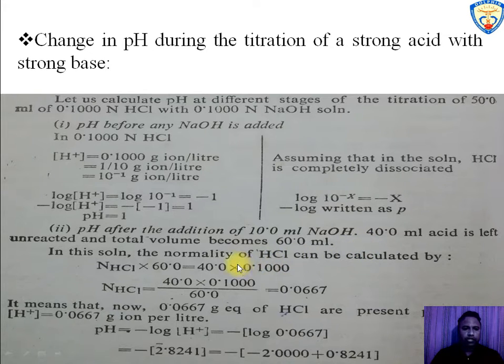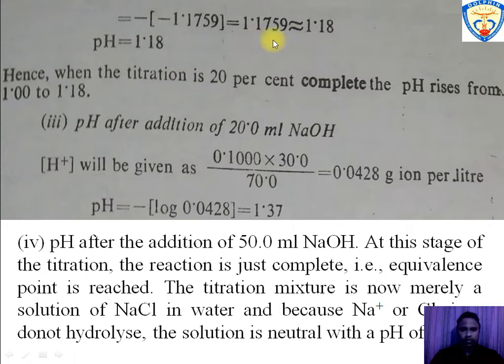In point 2, pH after adding 10 ml of NaOH from the burette: 10 ml of NaOH reacts with 10 ml of HCl, then 40 ml of HCl is left and the total volume becomes 60 ml. In this condition, pH of HCl is calculated from the normality of HCl as in point 1, and the normality of HCl can be calculated by N1V1 equals N2V2, that is N into 60 equals 40 into 0.1, meaning the normality of 40 ml HCl in the total volume is 0.0667. Then by direct calculation, pH equals minus log H plus, which is minus log 0.0667, which is equal to pH 1.18. So as said in the last slide, pH of the HCl at this point is 1.18.